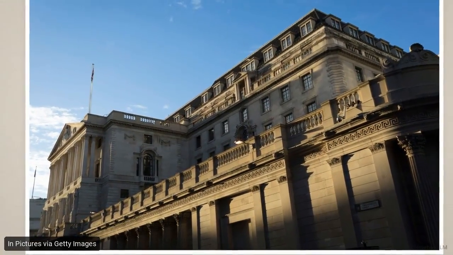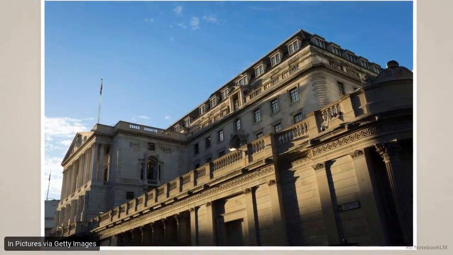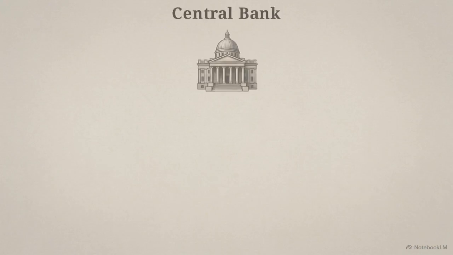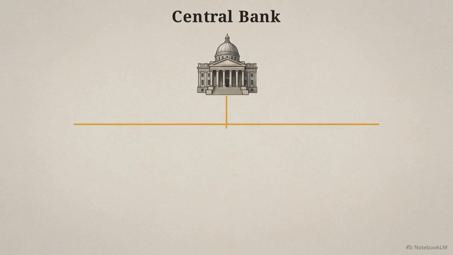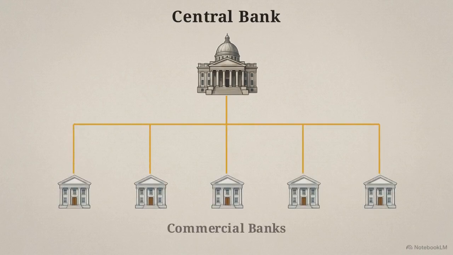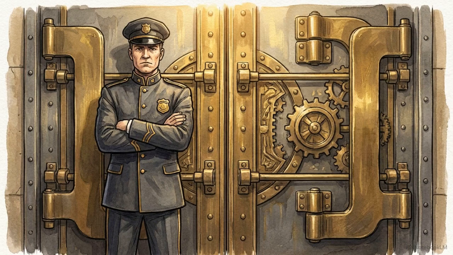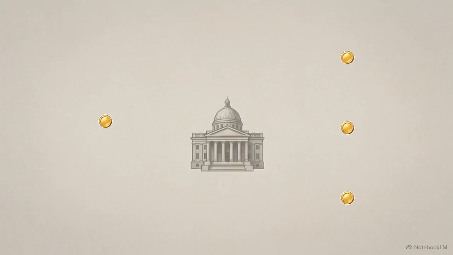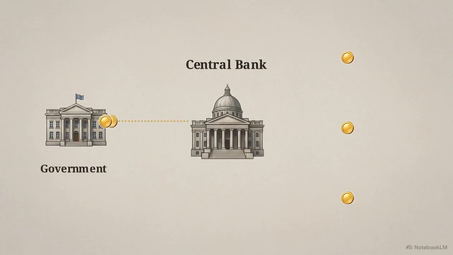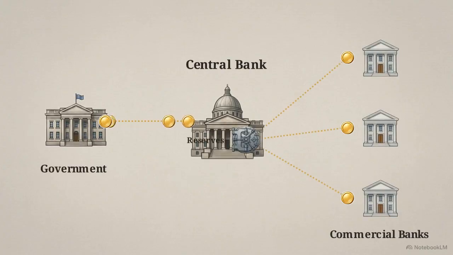This imposing stone building is the Bank of England. It is a central bank, the overarching government-owned regulator of the entire national financial system. You cannot walk into a central bank and open a checking account. Central banks do not deal directly with the public. Instead, they act as the banker for the government itself, holding tax revenues, and as the banker for the commercial banks, holding their reserve accounts.